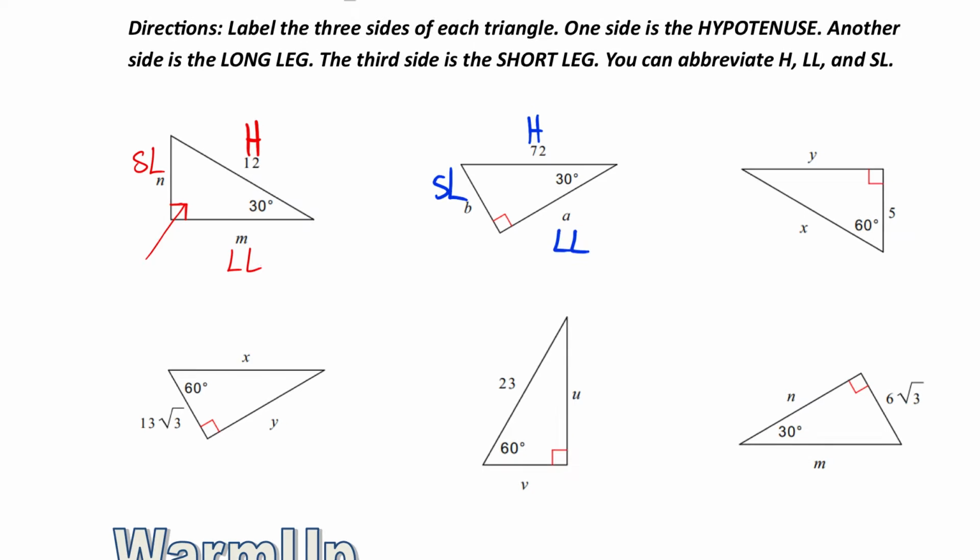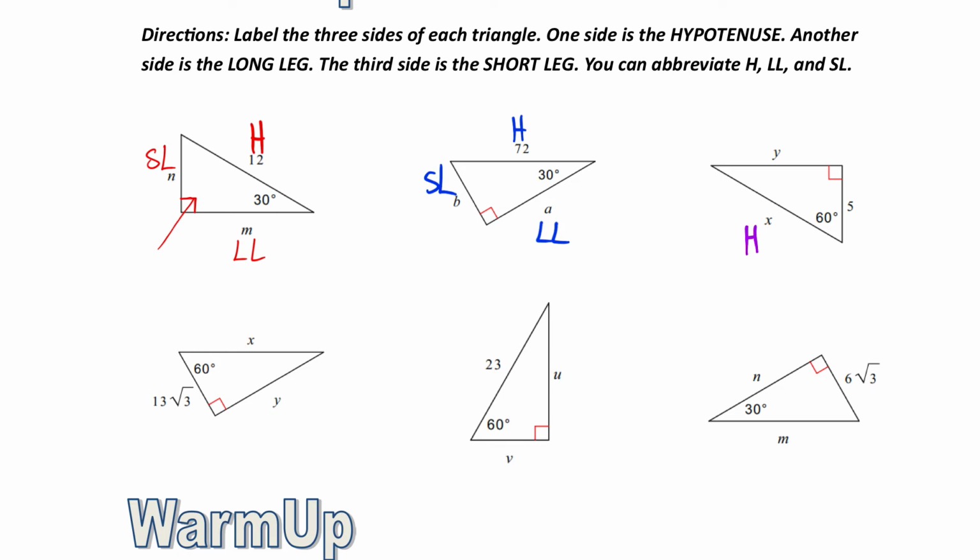Okay, on number 3, which one's the hypotenuse? X. The short leg? The long leg? Y. Okay, third one, which one's the H? X. Which one's the long leg? And then this is the short leg.